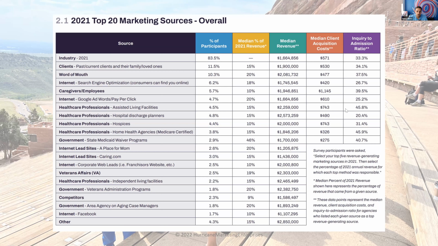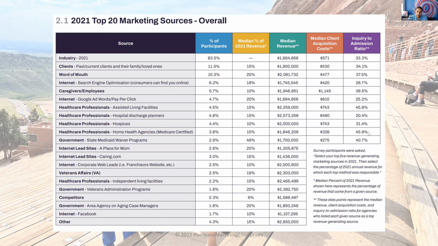And look at their conversion ratio. They convert almost 50%, right? Hospitals, 15% of revenue, right? They convert almost 20%. Hospice, 32% conversion ratio. Home health, 45% conversion ratio. That's huge.